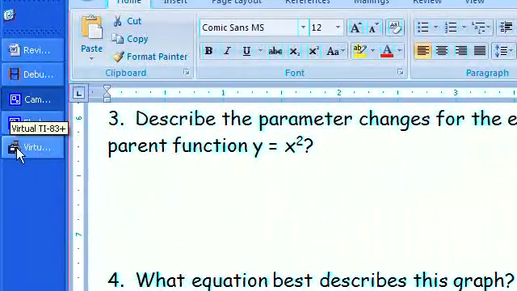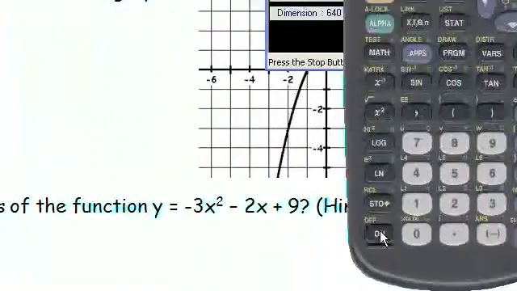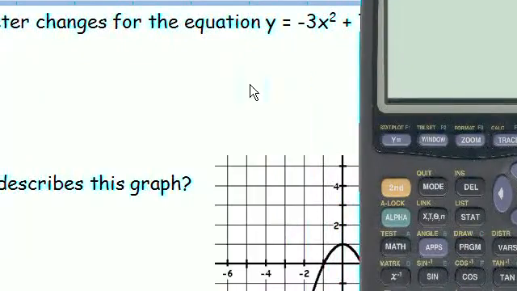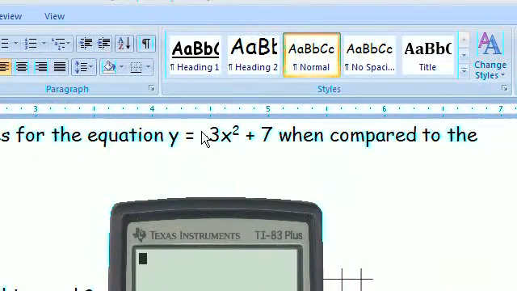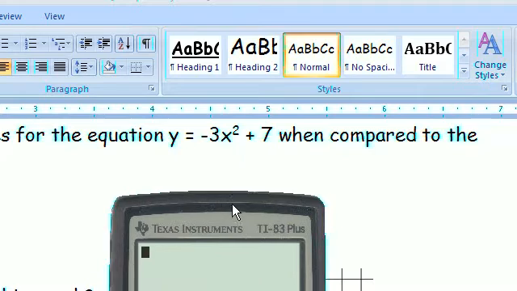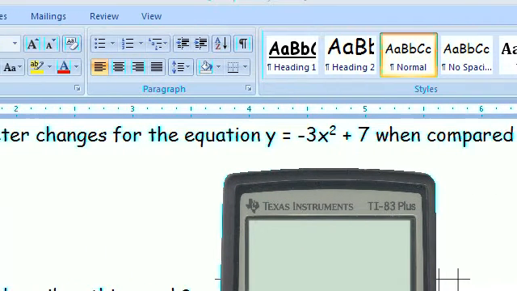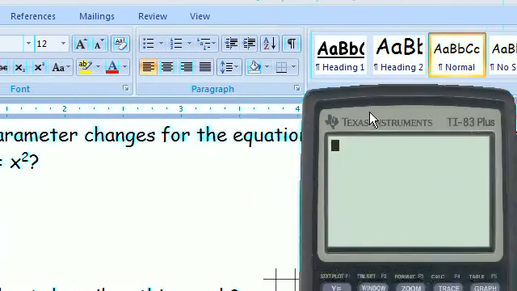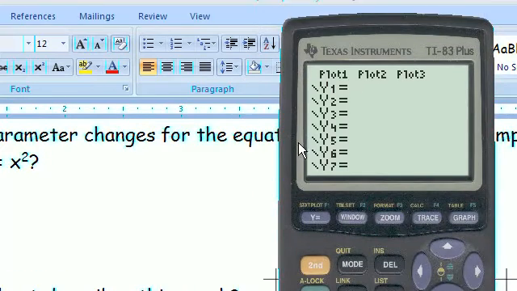Alright, we're back here. Let's fire up our calculator. What I was going to show you on number 3 is that if you're uncertain what parameter changes are made with this equation when compared to the parent function y equals x squared, we can always just take a look at what happens on the calculator.